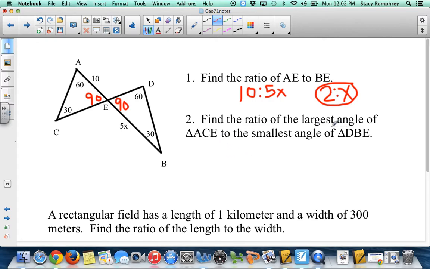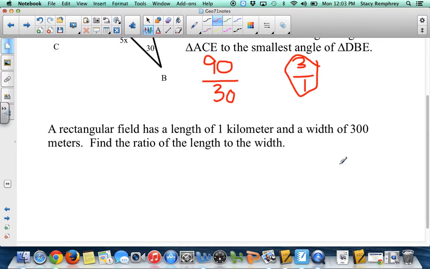So the largest angle of triangle ACE is 90. And the smallest angle of triangle DBE is 30. So the ratio, the reduced ratio, would be 3 to 1.